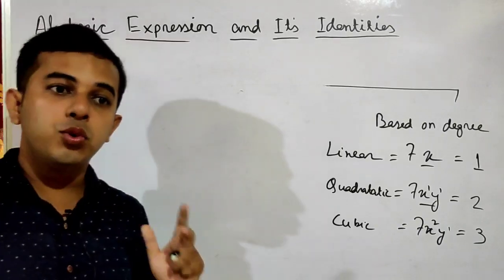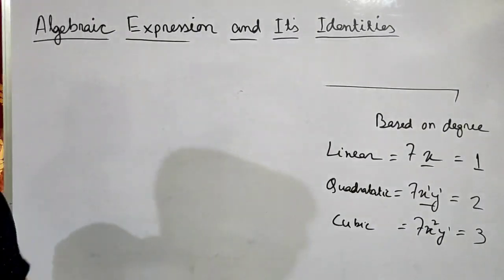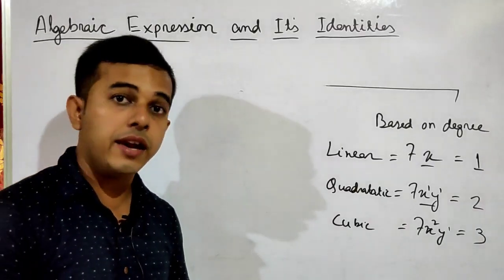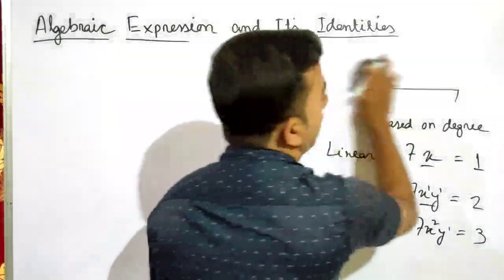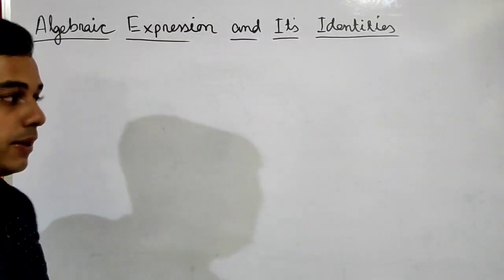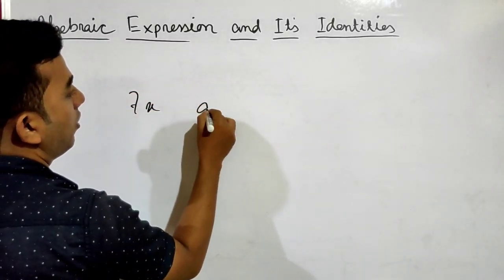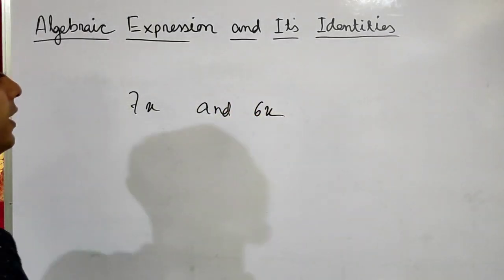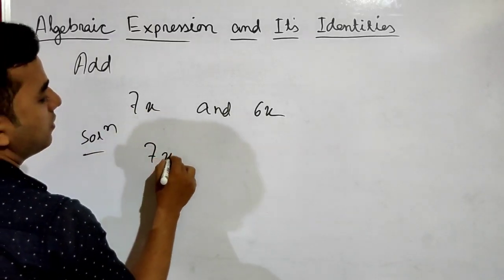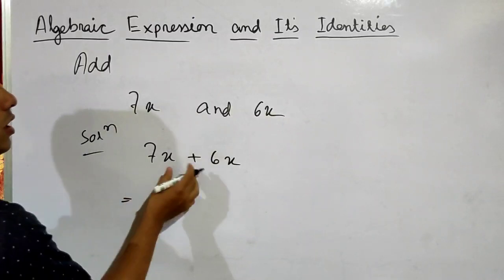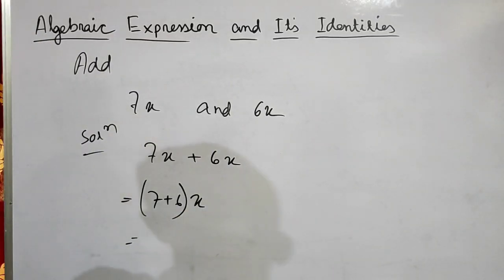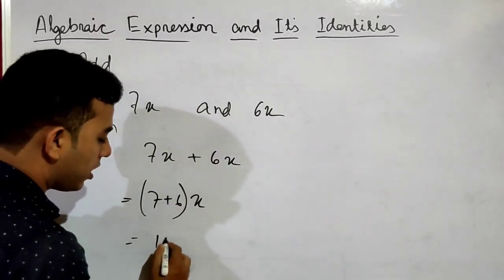Clear? Okay, now let's move to a new concept, that is addition and subtraction of polynomials. Before that, let us discuss how we can add and subtract terms. If we know how to add and subtract terms, then we can easily add and subtract polynomials too. So let us take one example: add 7x and 6x. Solution: 7x plus 6x. Now we'll take the variable common, so what is left? 7 plus 6. 7 plus 6 is 13, so it will be 13x.